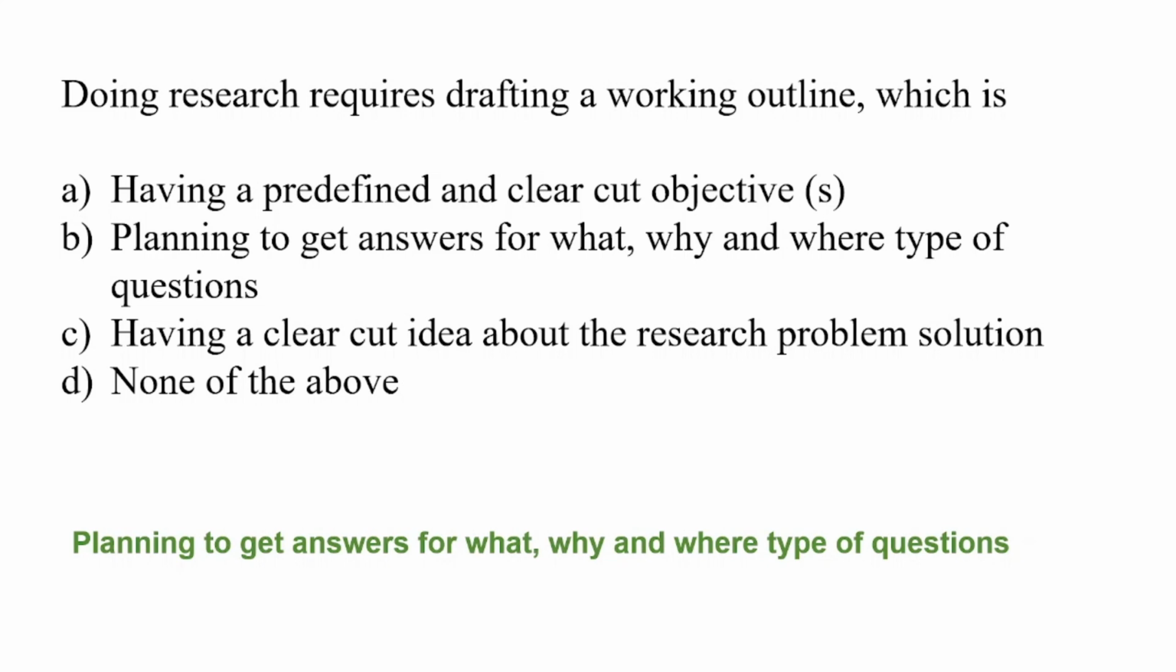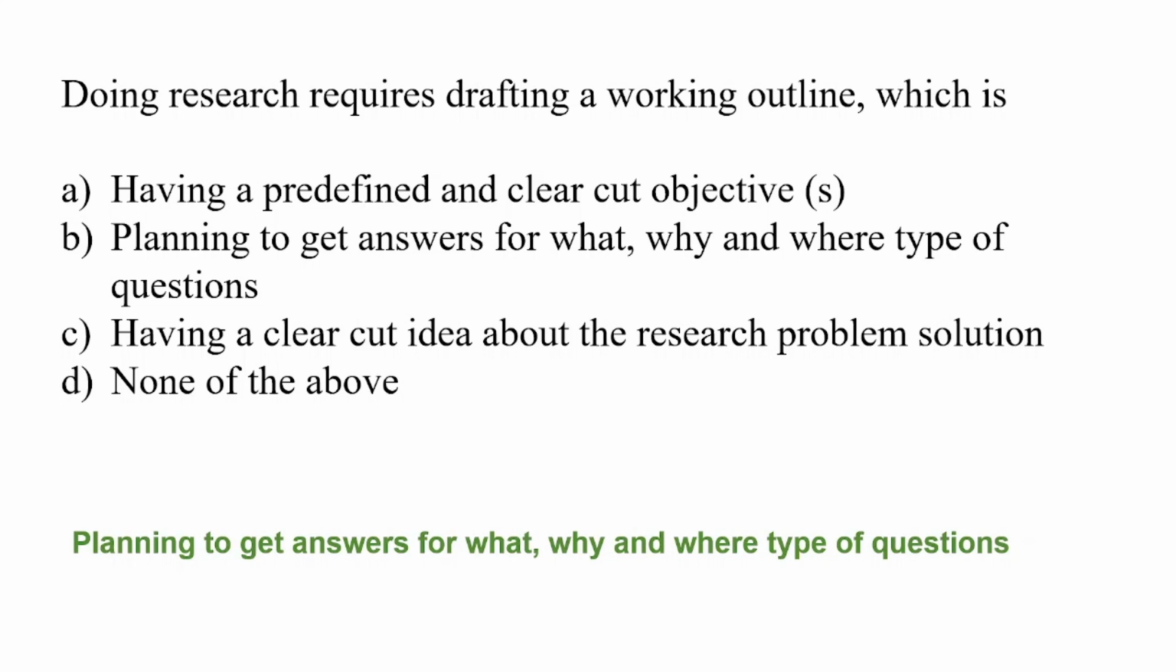Planning to get answers for what, why, and where type of question. This is the more relevant, because when you're starting out, you have a question and you say that in this paper they have mentioned that this treatment does this to the cell, but why is this happening and where is this happening? That I will figure out. When you're starting a research project, maybe masters, PhD, bachelor's, anything, these are the very vague questions that you have in your mind, and when you're drafting the working outline, basically the flow chart. So that is why B is the most relevant.